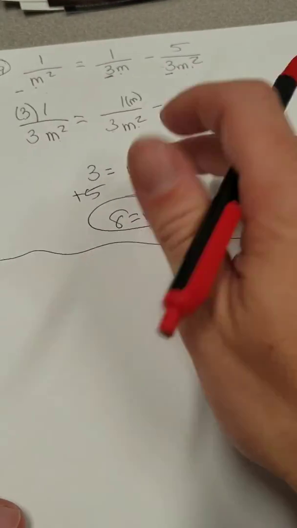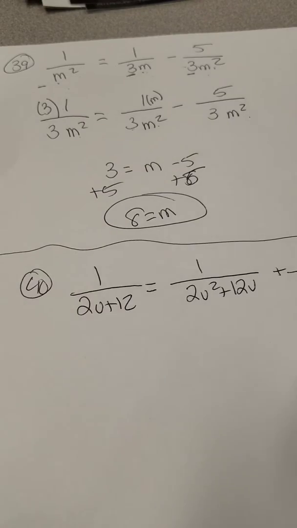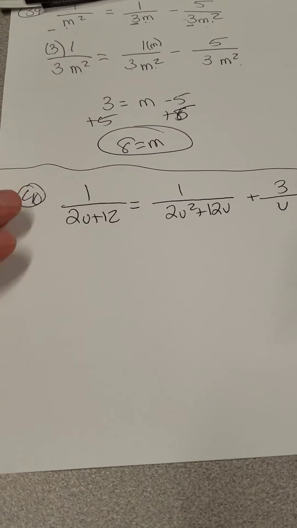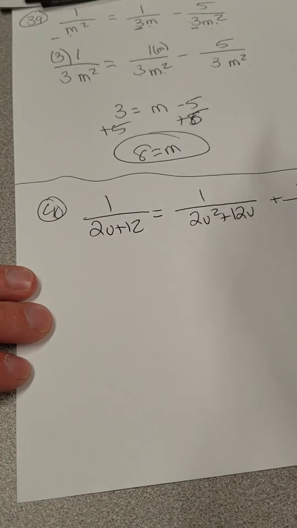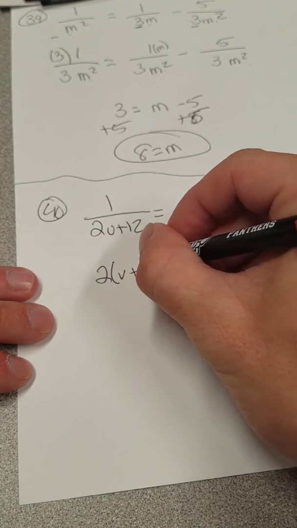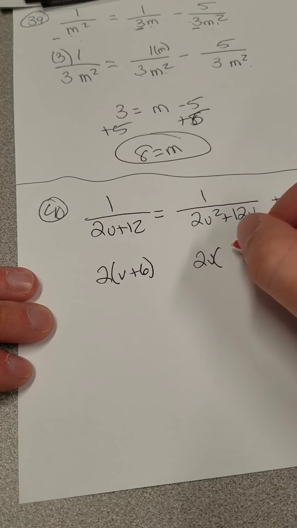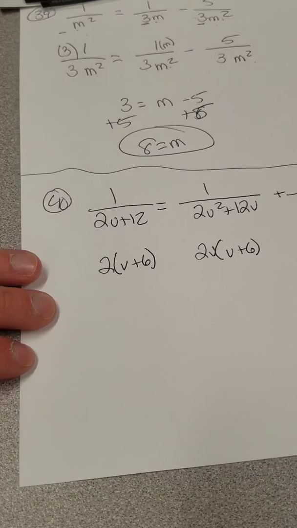40 is a little bit more complex. You have to factor each term before you can do anything else. And this is somewhat of a pain, but you need to factor the denominators. So take out a 2 out of this one, so that leaves me with a v plus 6. Right here, I can take out a 2v, and that leaves me with v plus 6. And then right here, it's just a v.